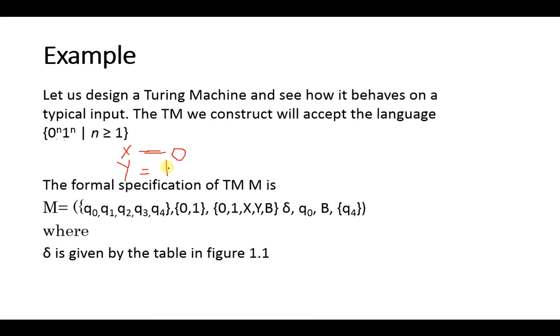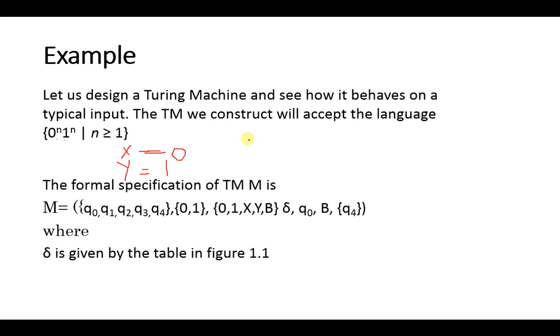At that point, it looks for a 0 immediately to the right, and if it finds one, changes it to x and repeats the process, changing a matching 1 to a y. If the non-blank input is not in 0*1*, then the TM will eventually fail to have a next move and will die without accepting.